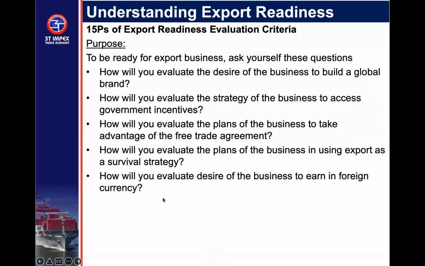To be ready for an export market, ask yourself this question: how will you evaluate the desire of the business to build a global brand? Many people are not thinking of building a global brand. Some people are even afraid of building a global brand.